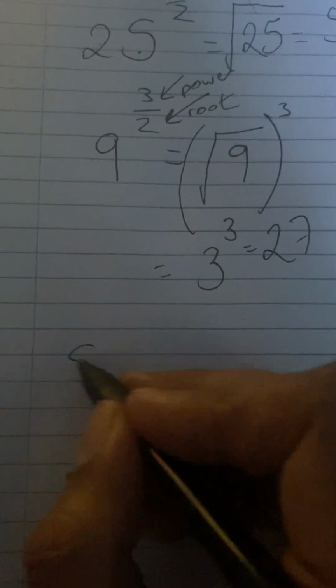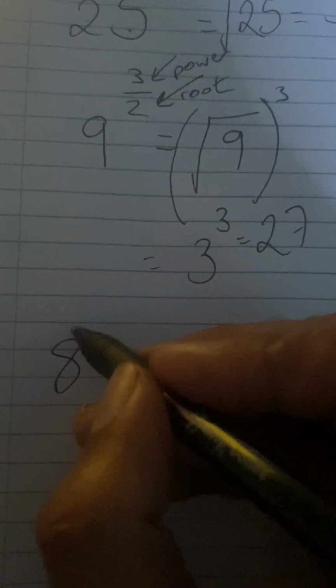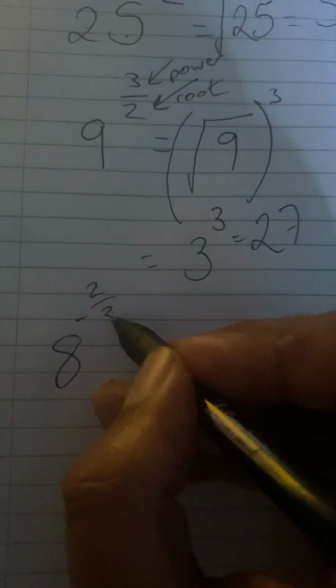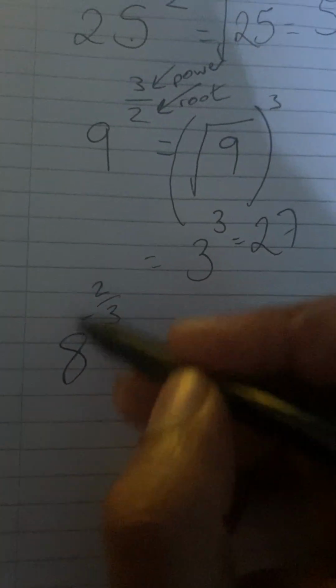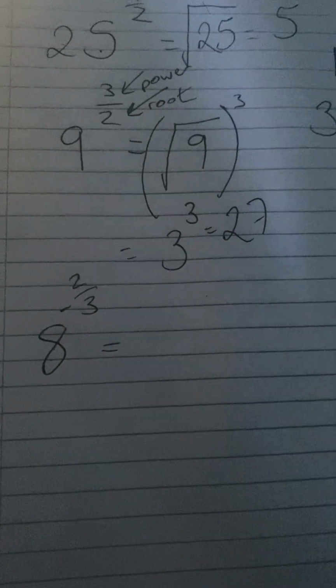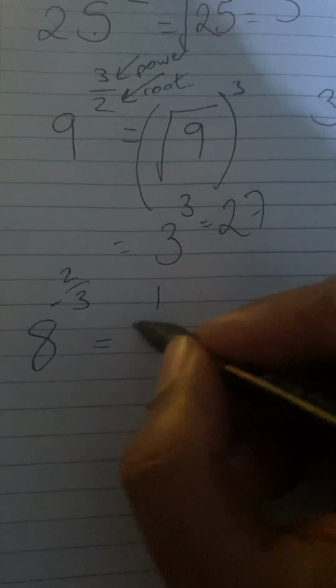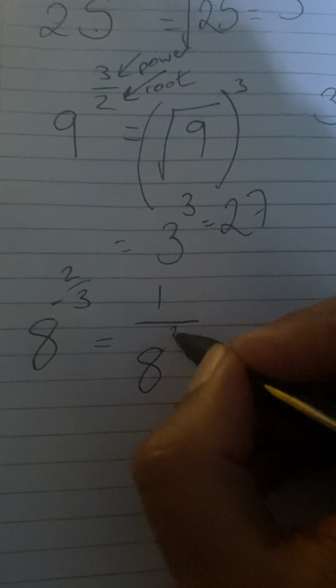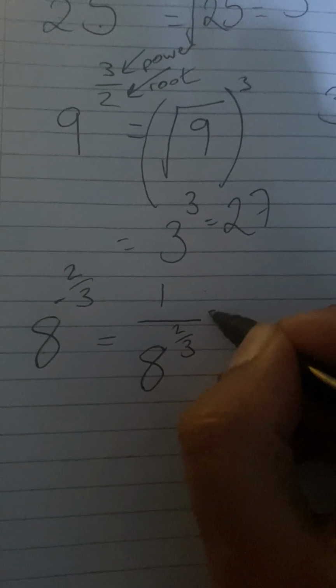Let's say I make it a bit trickier. Let's say I have 8 to the power of minus 2/3. Slightly trickier. That negative power makes it 1 over, so it makes the base number its reciprocal, or in the case of a fraction, we flip it. So here that'll be 1 over 8 to the power of 2 over 3, or 2/3.